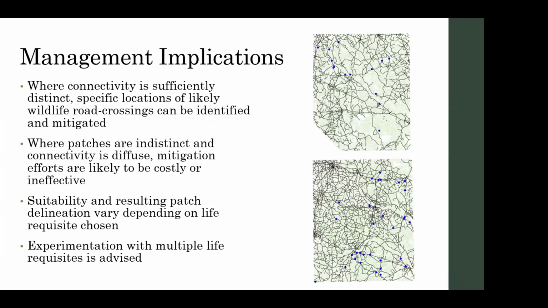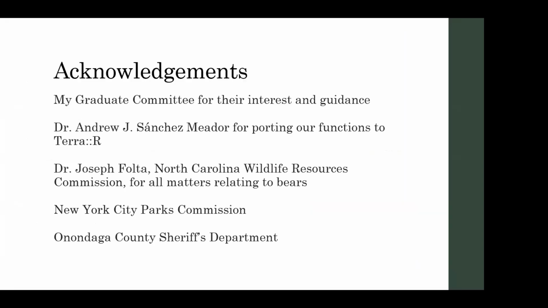Where connectivity is sufficiently distinct, specific locations of likely wildlife road crossings can be identified and mitigated. So in specific cases where the connectivity is well defined, mitigation can work. Where patches are indistinct and connectivity is diffuse, mitigation efforts are more likely to be costly or ineffective. Suitability and resultant patch delineation vary depending on the life requisite chosen, and experimentation with multiple life requisites is advised.